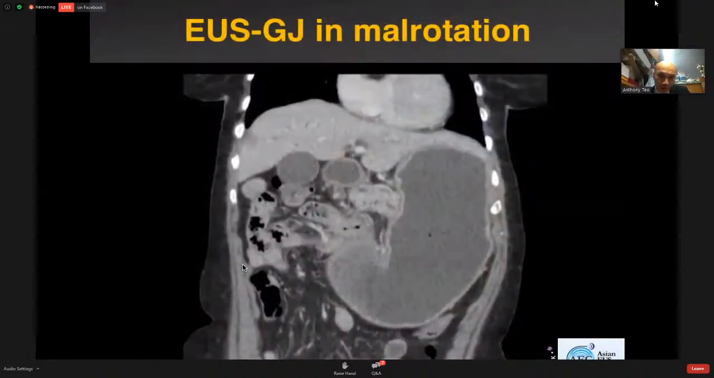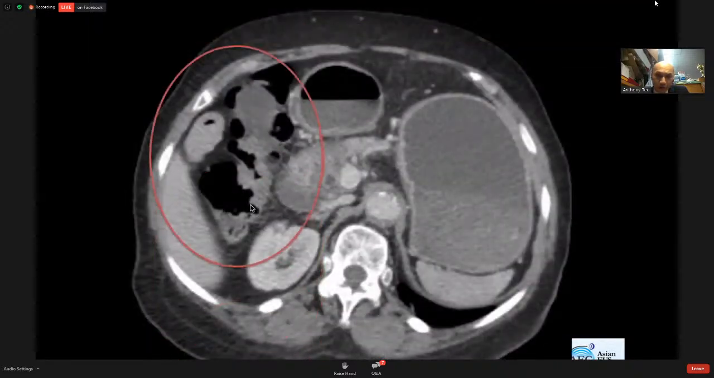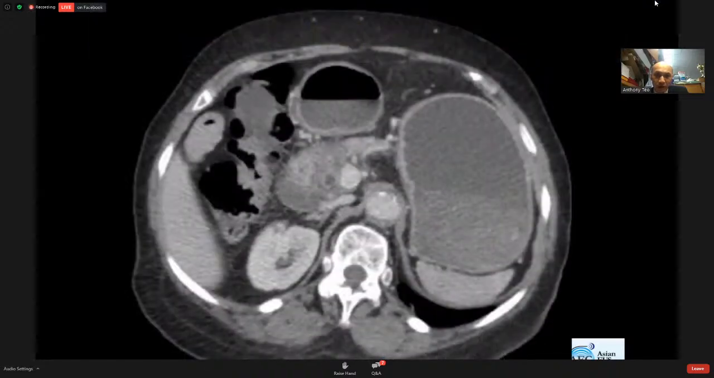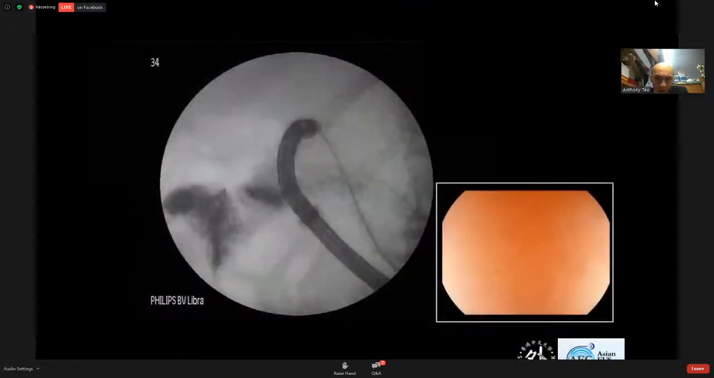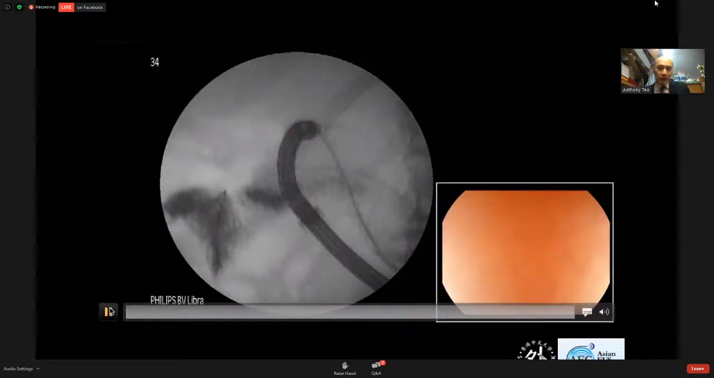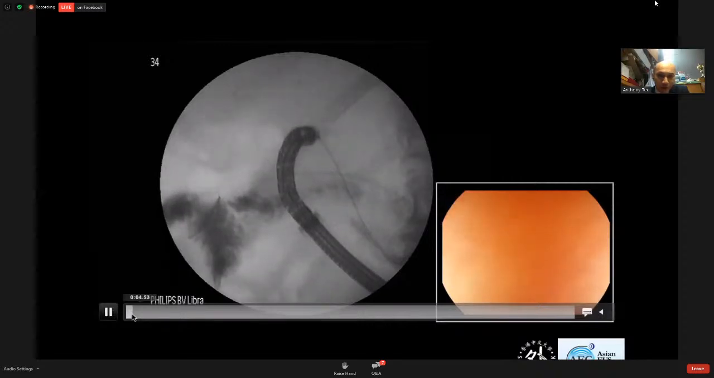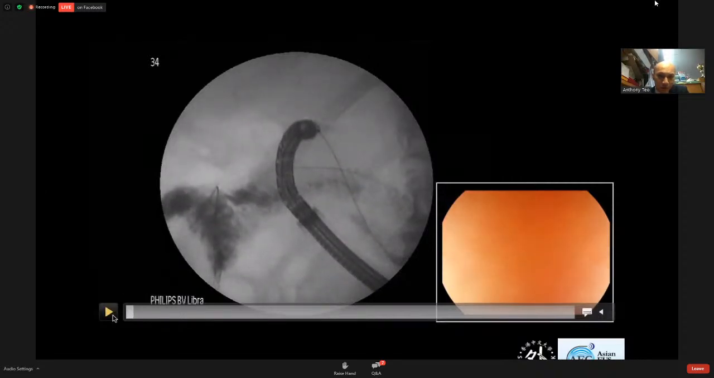This is an interesting patient. You can see right here, all the small bowel is actually on the right side of the patient. So it's an undiagnosed malrotation, and the patient had a gastric outlet obstruction. Before the procedure, I was doubting whether gastroenterostomy was possible. But with the double balloon device, I was able to distend the small bowel. So the first part is to cannulate the stricture.